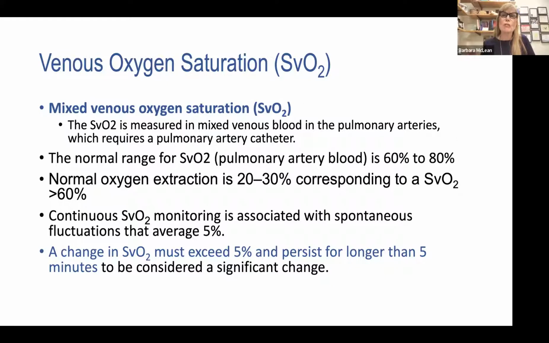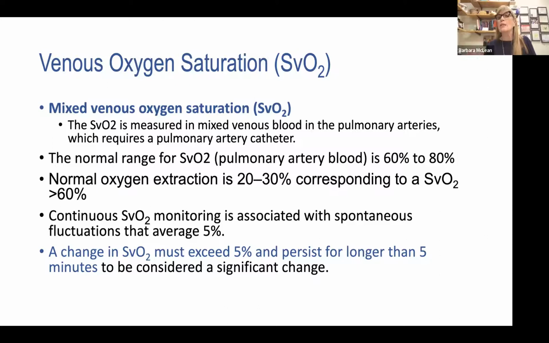Fluctuations are typically less than 5%, and they recover very quickly. That's quite important because when we see that SvO2 goes down 10%, 12%, 20%, and doesn't recover for 5 to 10 minutes, that really tells us that we have a patient who is at risk. More on that a little bit later. In general, when we are monitoring SvO2, it must exceed a 5% change and persist for longer than 5 minutes to be considered significant and perhaps requiring intervention.